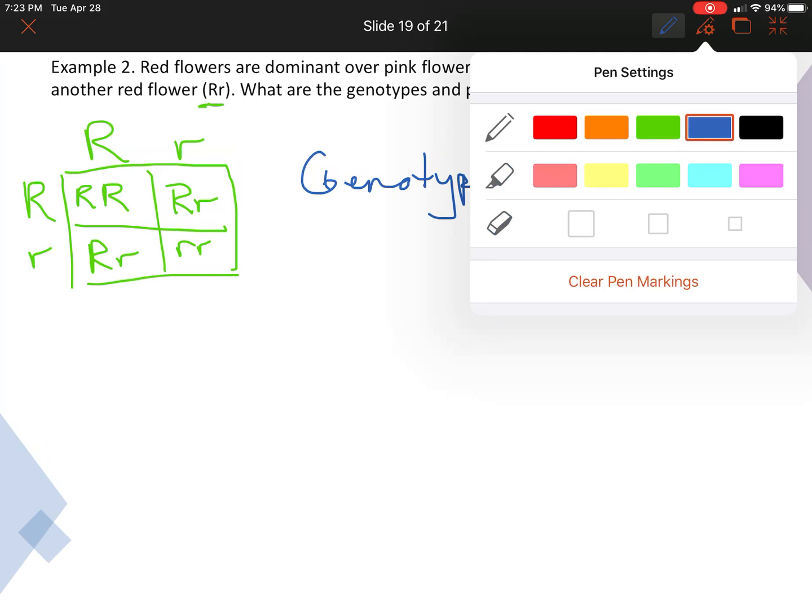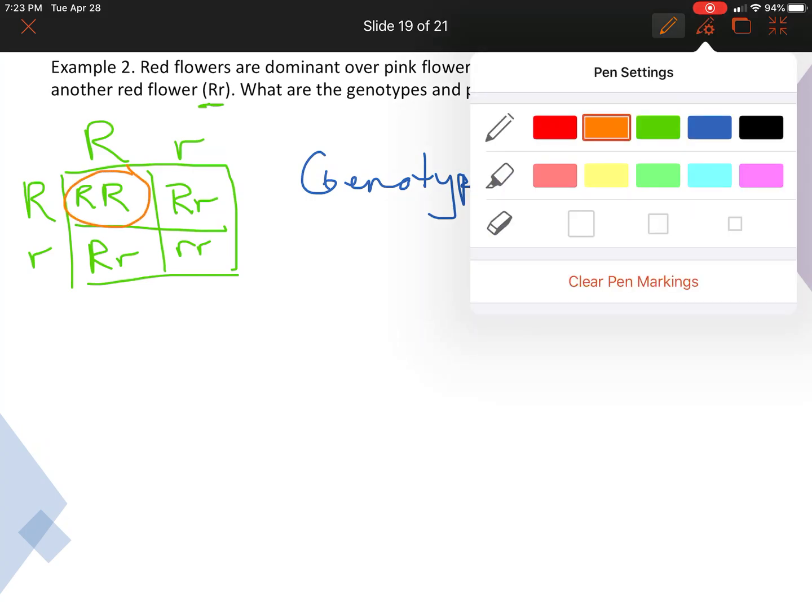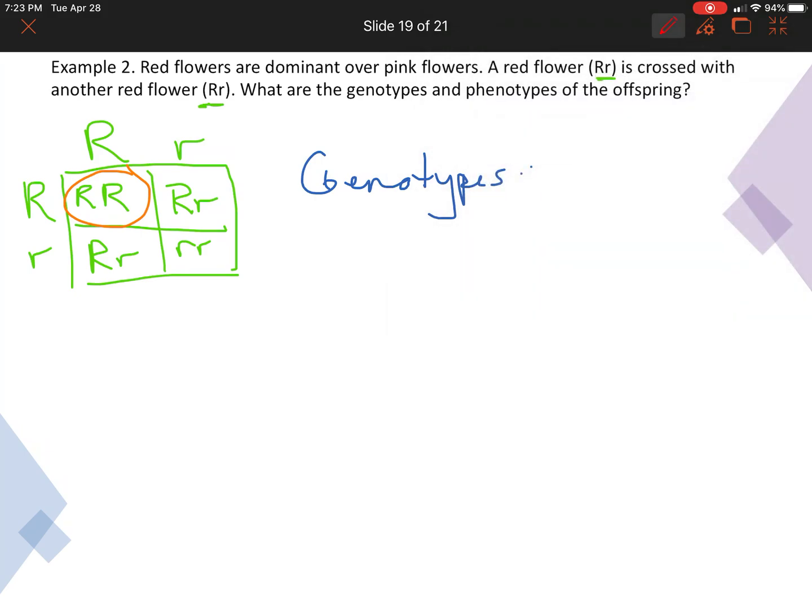Now, if I look, let's just circle the ones that are the same. So this one's by itself. Let's use different colors, mainly because I like using this. This one's by itself. And lastly, those two are the same.